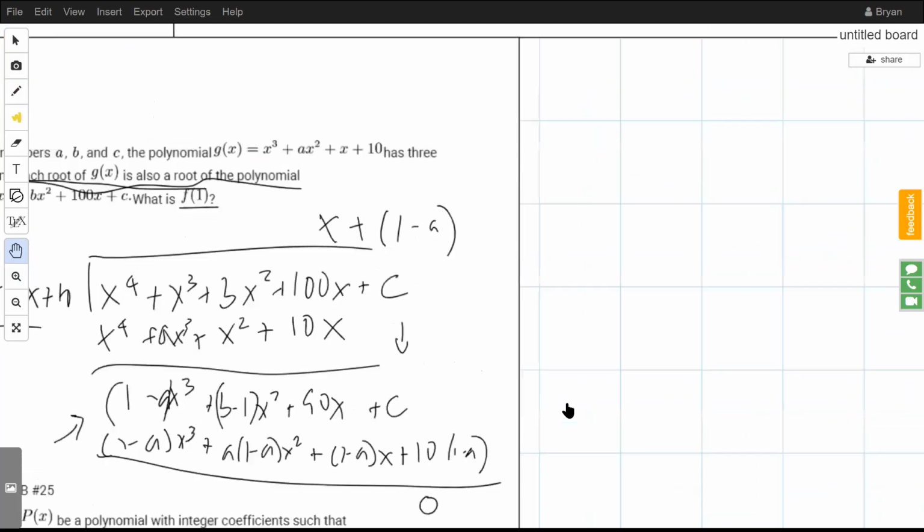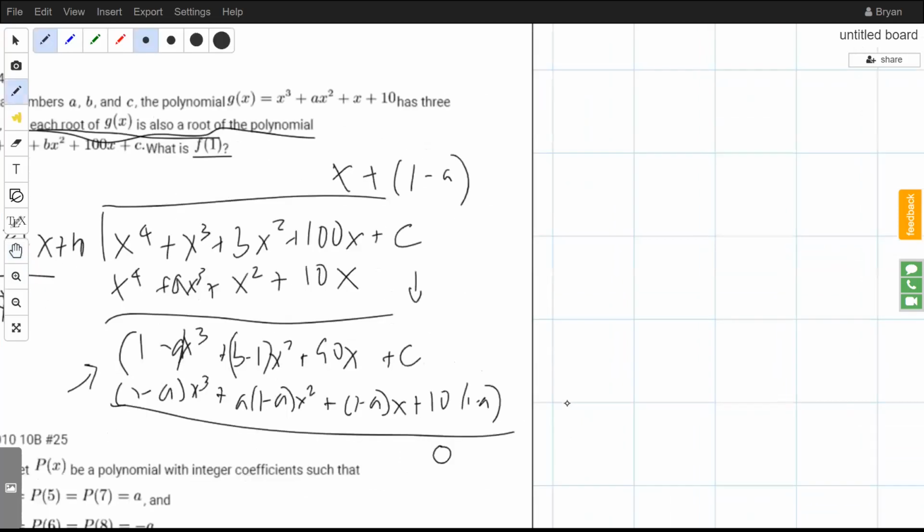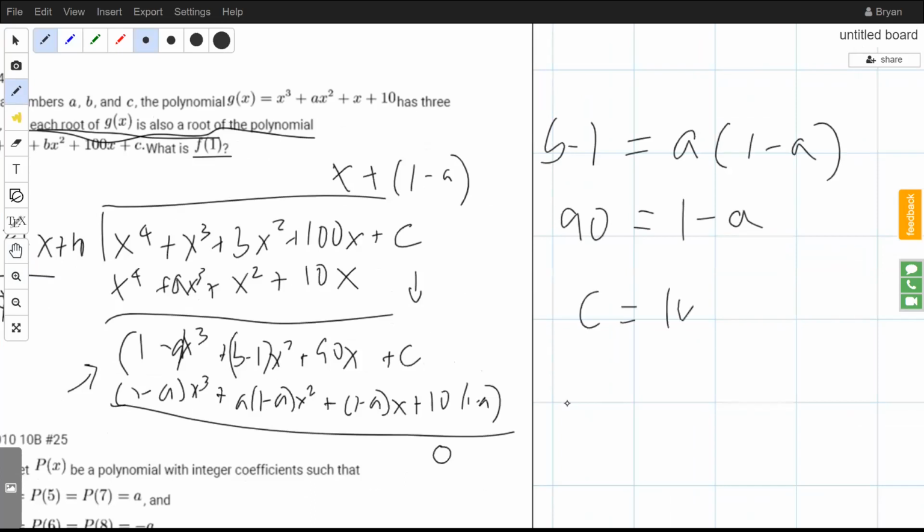So all we do is take the coefficients of each of the matching x terms. The b minus 1 is a times 1 minus a. We have 9b is equal to 1 minus a. We have c is equal to 10 times 1 minus a. Right?